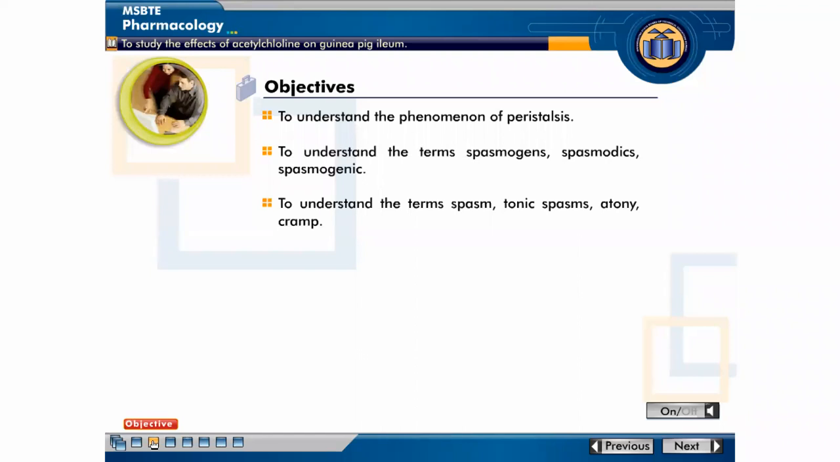That is peristalsis. Peristalsis is the coordinated contraction and relaxation of circular or longitudinal layer of muscle. Then second, spasm. Spasm is a sustained involuntary muscle contraction, and the agents which produce spasm are known as spasmogens.